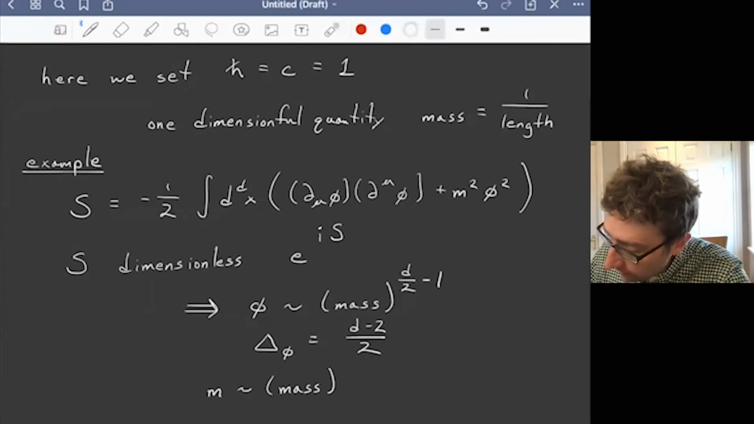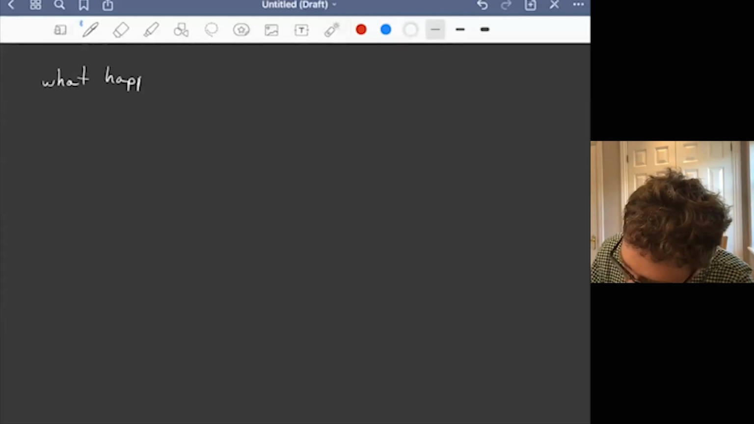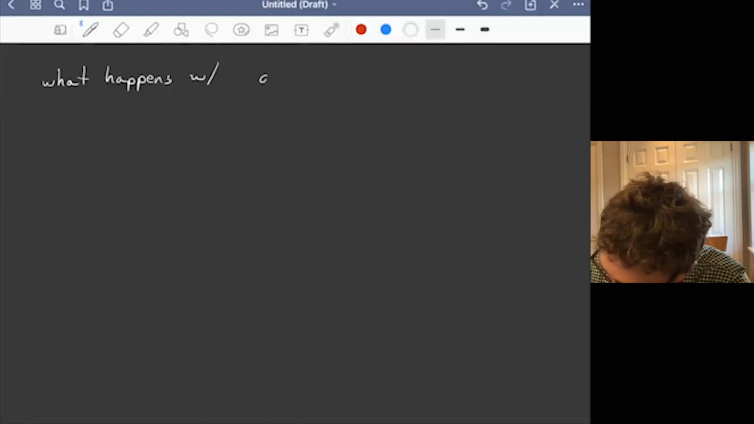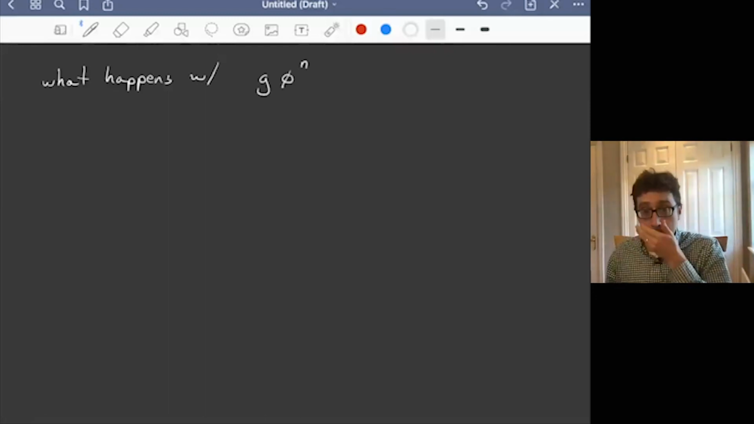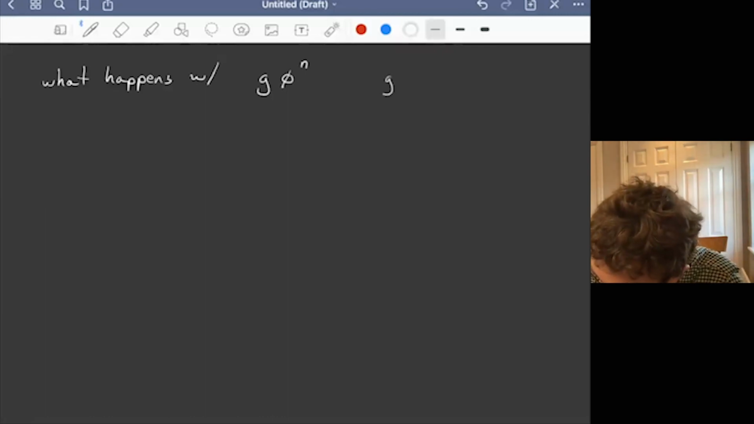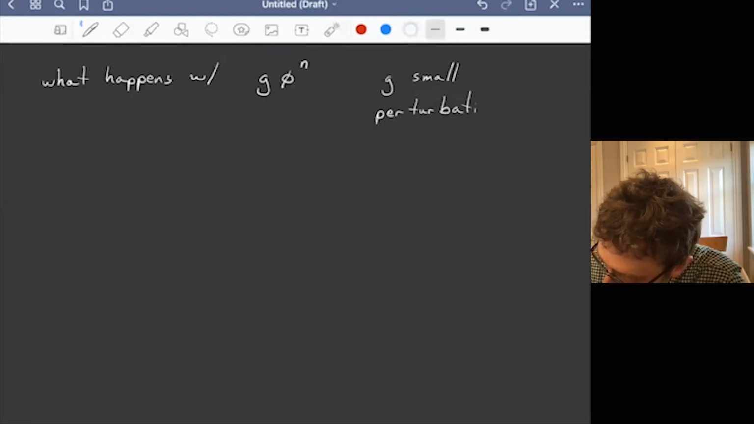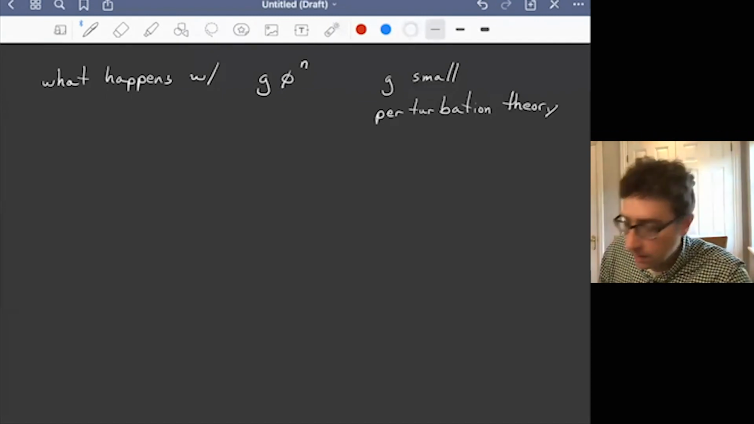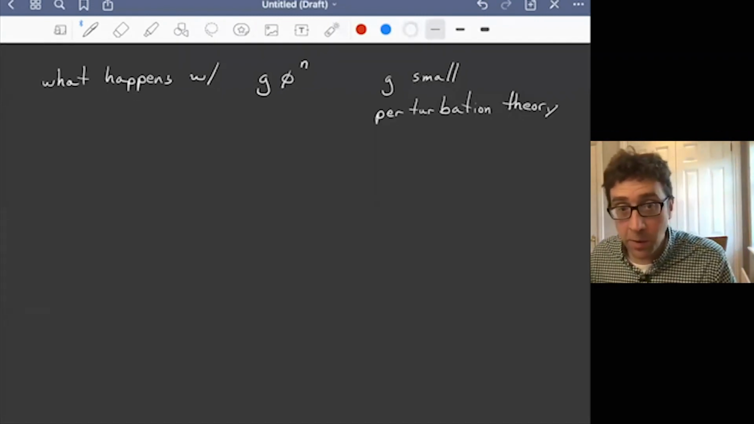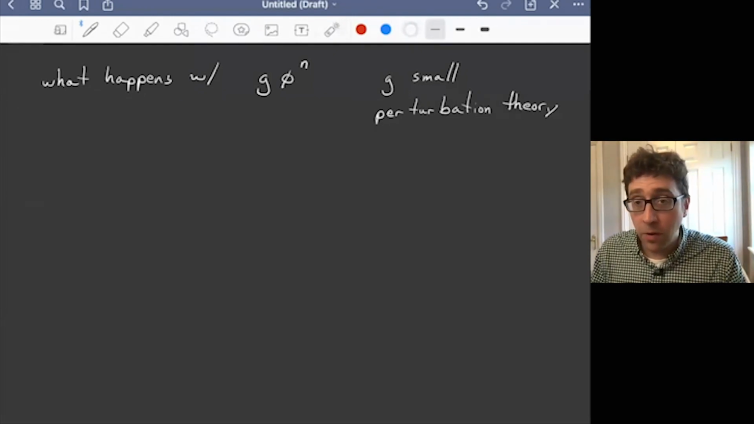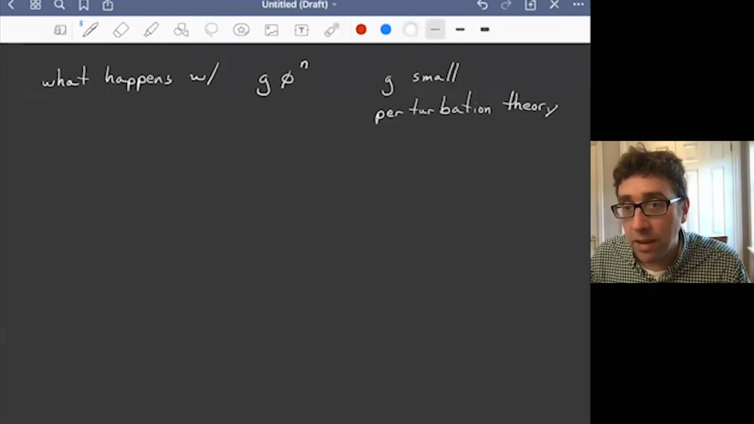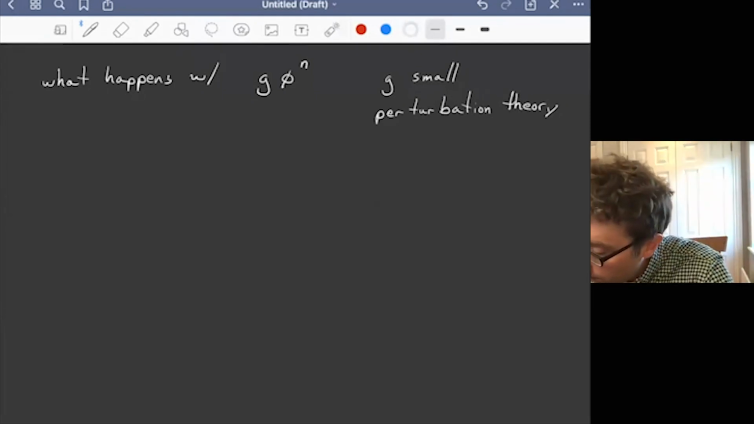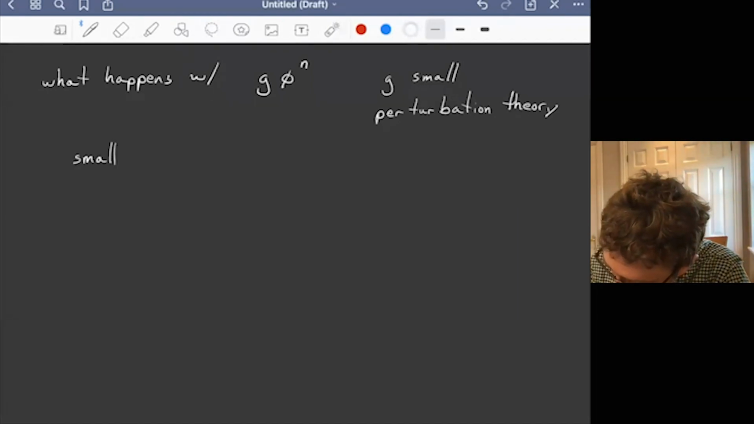Okay. Next step. We ask, what happens with an interaction? We add g phi to the n. And we'd like to try to keep g small. We'd like to try to do some kind of perturbation theory. But we notice immediately that g can't be dimensionless. And so you can't really talk about g being small or large on its own. We have to talk about it being small or large compared to something else with the same dimension. So we have to ask, small compared to what?